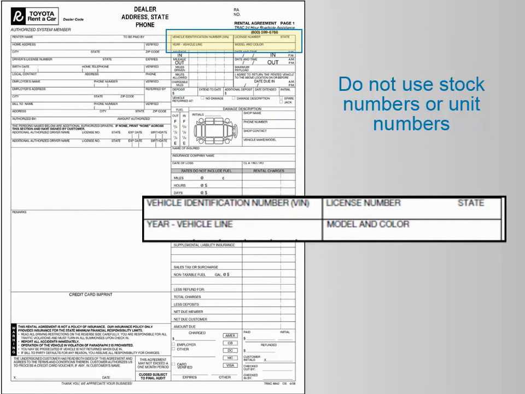If the rental vehicle is changed or swapped, either at your direction or at the request of the renter, discard the original rental contract and create a new rental agreement reflecting the new Trac vehicle. Remember, the new rental agreement must be completed and signed by the renter.